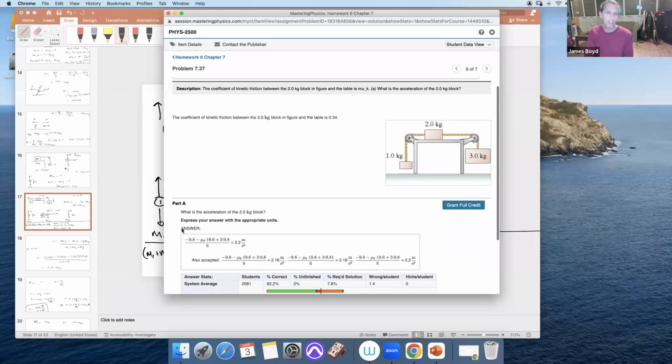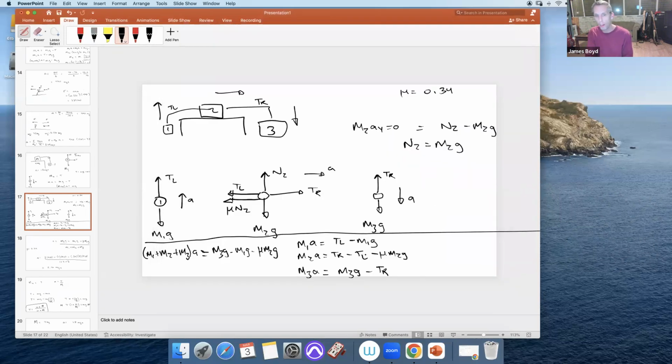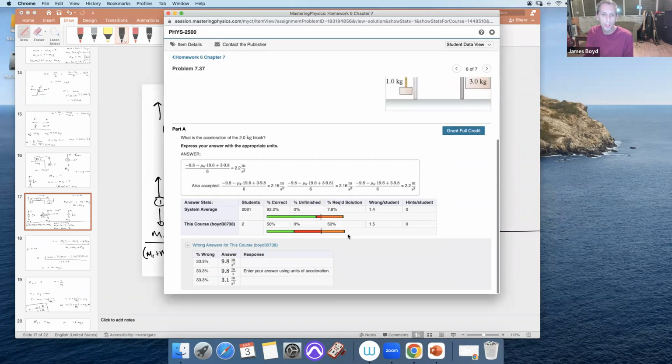And from there, the tension to the left is what I called the rope between 1 and 2. To the right is what I called the rope between 2 and 3. Those cancel when you add all these equations together. And it's not too bad of a problem, actually. All right.